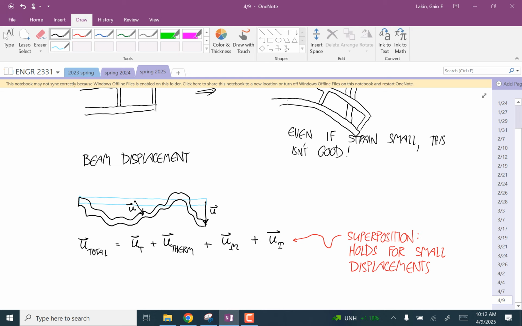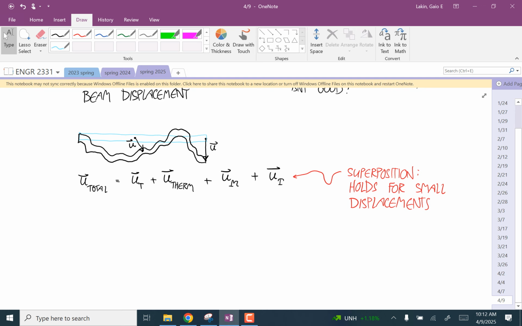There's one more thing that we're going to use this for. So also, displacement calculations can be used to solve statically indeterminate structures.